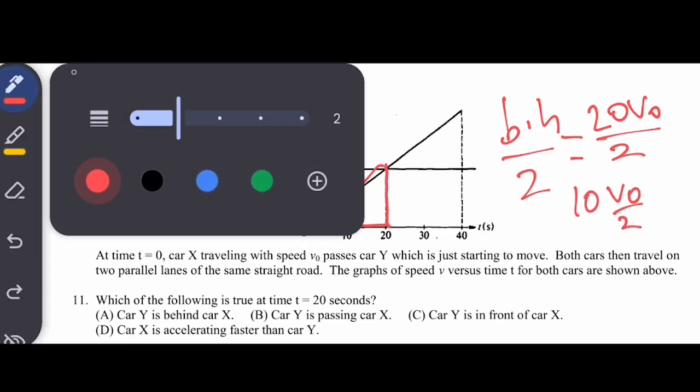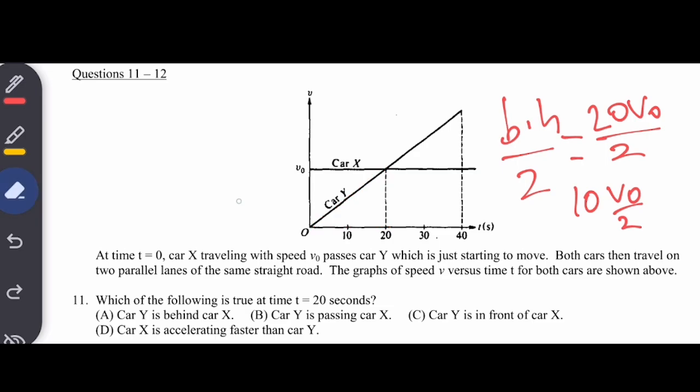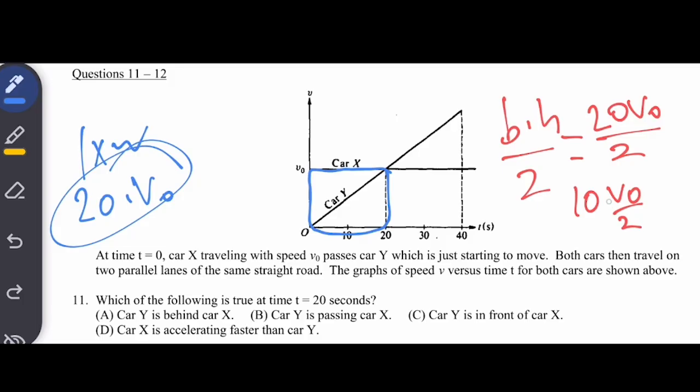Now we want to find the area of car X. So car X is much simpler. It's just a square or a rectangle. And we're going to find that by length times width. And doing that, we would do 20 times V initial, so V0. And that gives us 20 V0. And just looking at these numbers, we can see that 20 V0 is greater than 10 V0.